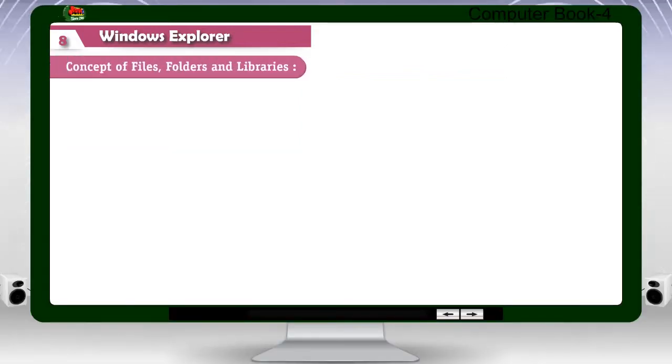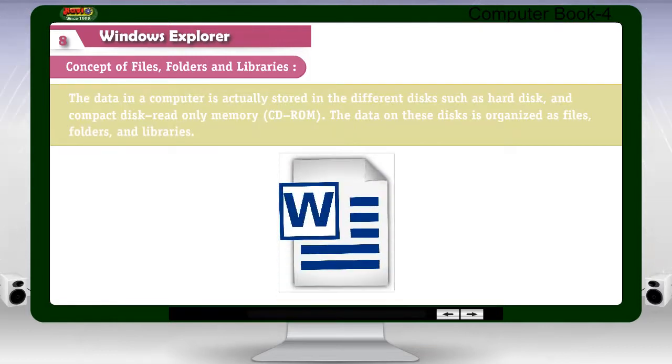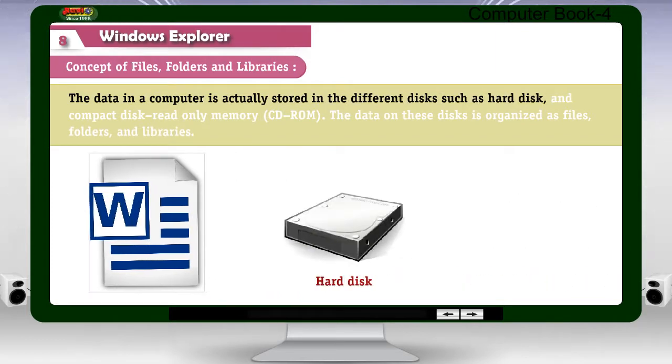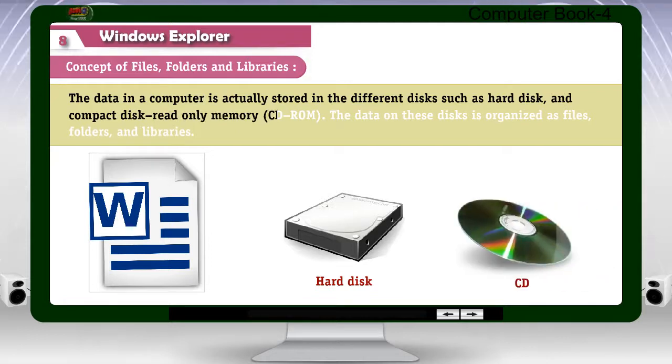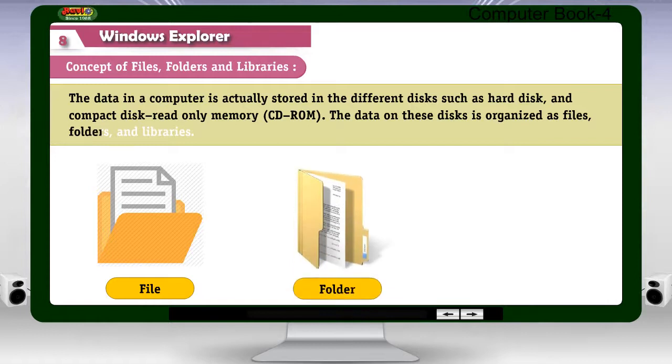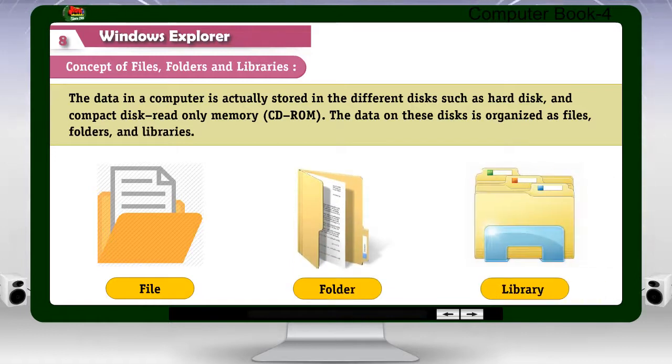Concept of files, folders, and libraries. The data in a computer is actually stored in the different disks such as hard disk and compact disk read-only memory, CD-ROM. The data on these disks is organized as files, folders, and libraries.